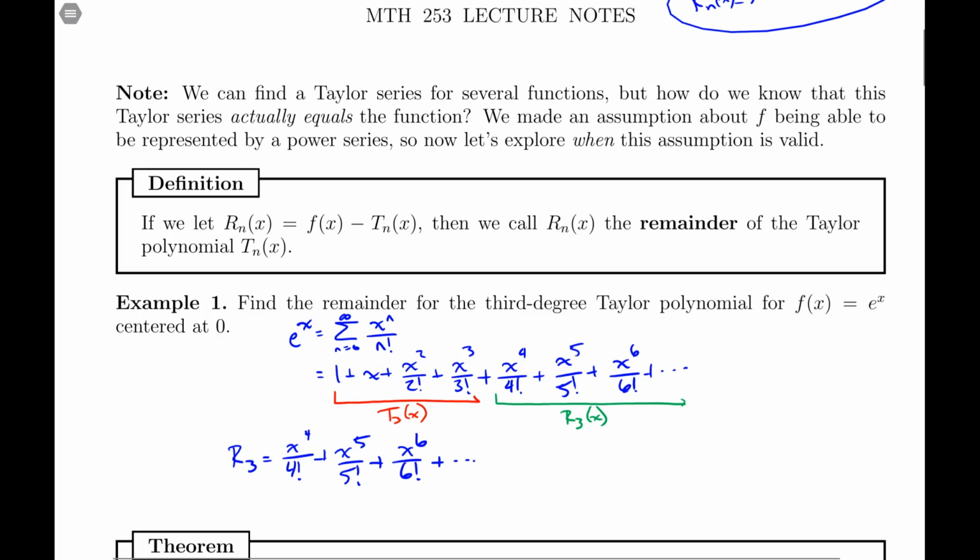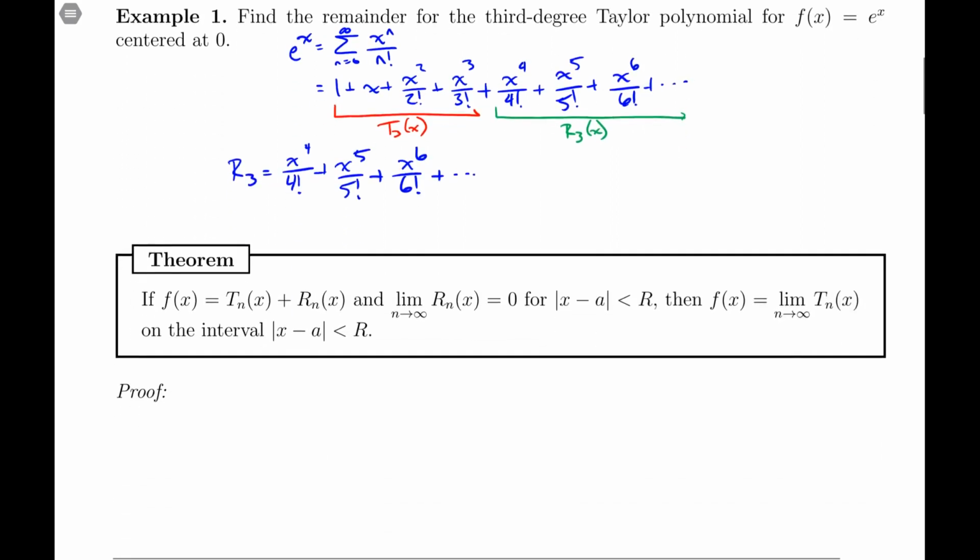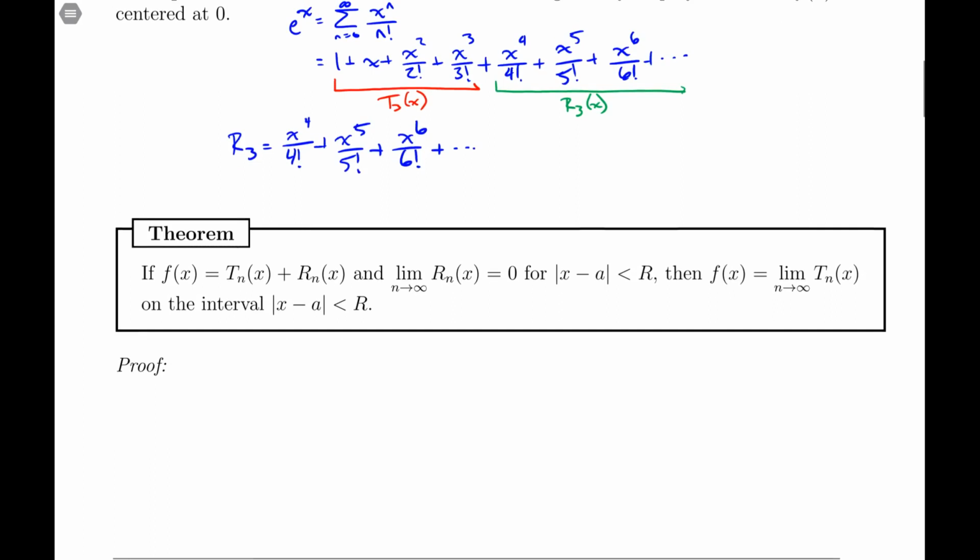So r sub n, our remainder, is again this idea of controlling how good our approximation and our estimate actually is. A lot of the rest of the theorems here, and a lot of the proofs, are going to be dealing with controlling r sub n. Here's our first theorem that we're actually going to deal with, and we're actually going to prove.